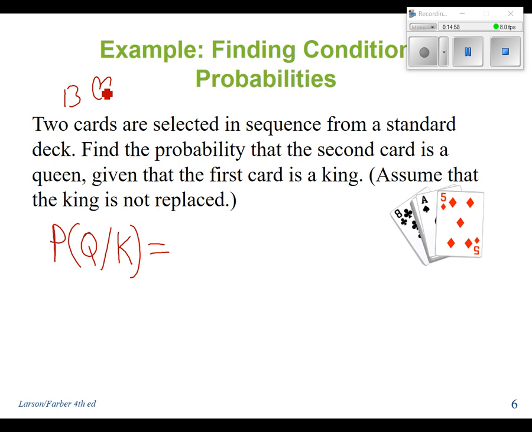So if we're trying to draw a queen, how many queens in the deck? 4. Now here's where you've got to be careful in this one. How many cards are there in the deck? 52. Well, 51, because you took the king out. Yeah, we've got the king laying out here, right? So now there's only what left? 51. So that's our probability, 4 out of 51. You've got to make sure it's conditional because you already took out one of those cards.